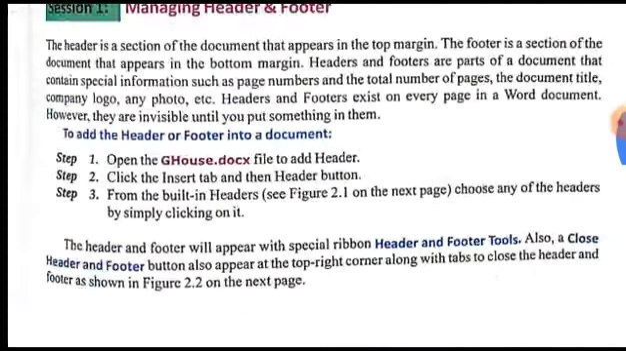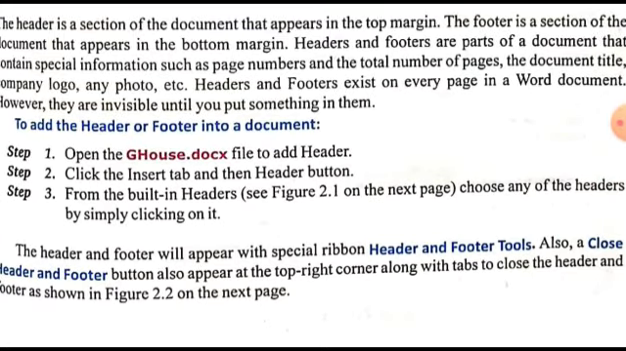Then what you will do in the third step, from the built-in headers. Built-in headers means those headers which appear in the drop down list. When you click on the arrow in the Header button, you will get a drop down list which will show you a list of built-in headers. Built-in headers means those headers whose format has been designed previously for you. The structure has been decided previously. You only have to choose what type of header you want to use in your document.